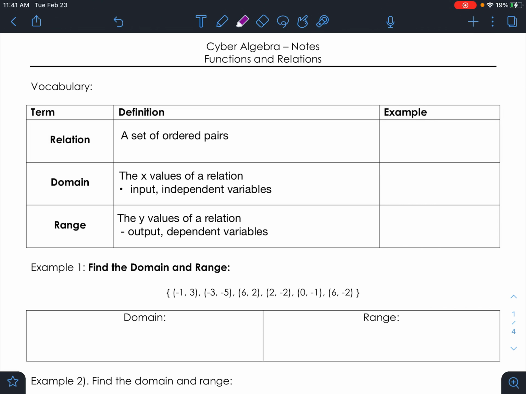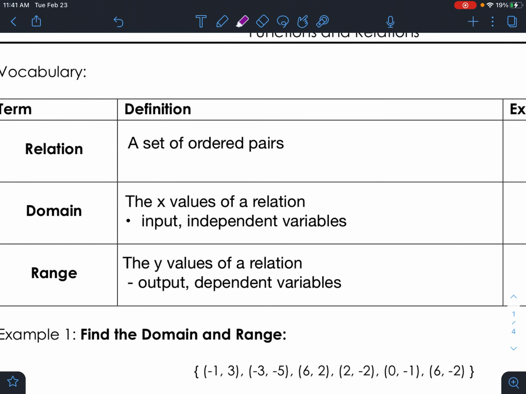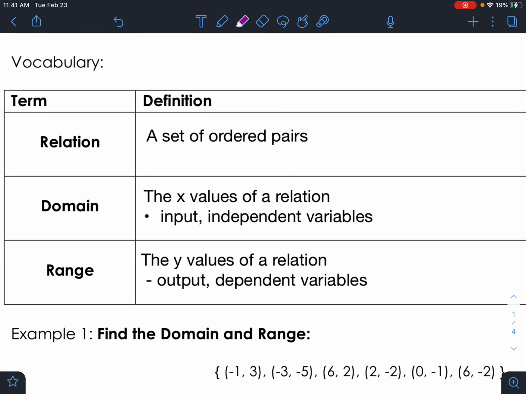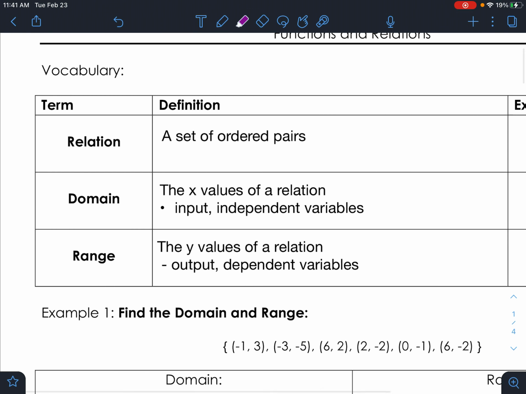Hey guys! Alright, so we're going to start our first video notes for our cyber algebra class, and that is on functions and relations. So we have a set of vocab to start these notes, and I already have them written out. Feel free to pause so that you can follow along and get these typed out as well, okay?